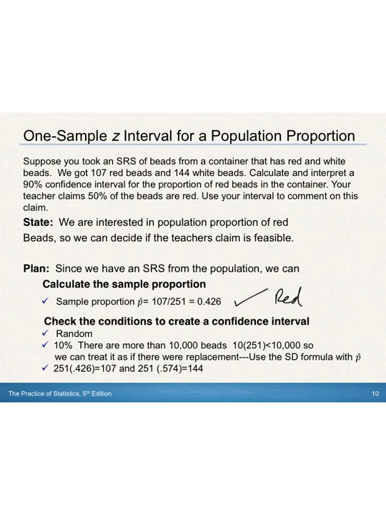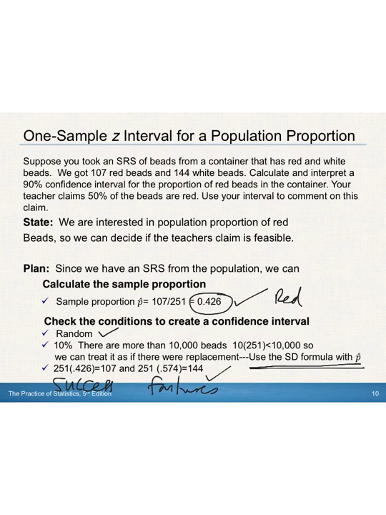We can't do a proportion confidence interval without the following being met. It was a simple random sample, so yes, it's random. 10%, since 10 times 251 is definitely less than the 10,000 beads in the container, we're okay to use a standard deviation formula with the p-hat that we've collected, which is right here. And then the last check is we want to make sure that the number of successes and the number of failures both are greater than 10. So the sample size times the proportion of successes is 107, and the sample size times the proportion of failures is 144. So check, we meet all three of those requirements.